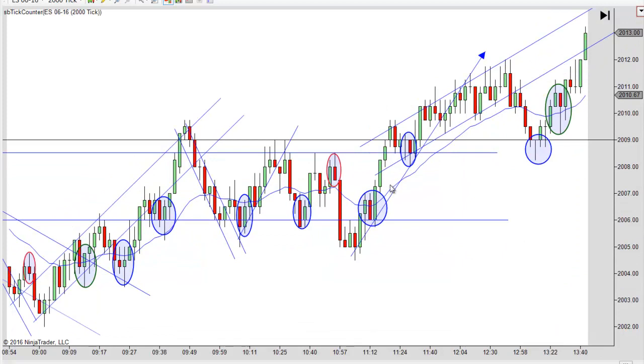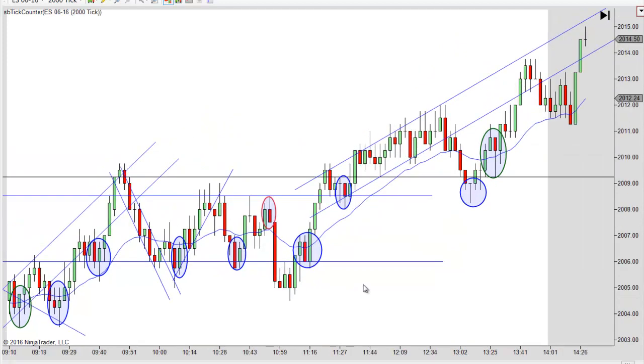But it doesn't really fit well on the other side. So I ended up going with the spiking channel. I like the spiking channel. And again, there's a breakout pullback long here, and that's kind of the same thing. There is a lower low here, and this is a failed second entry short.